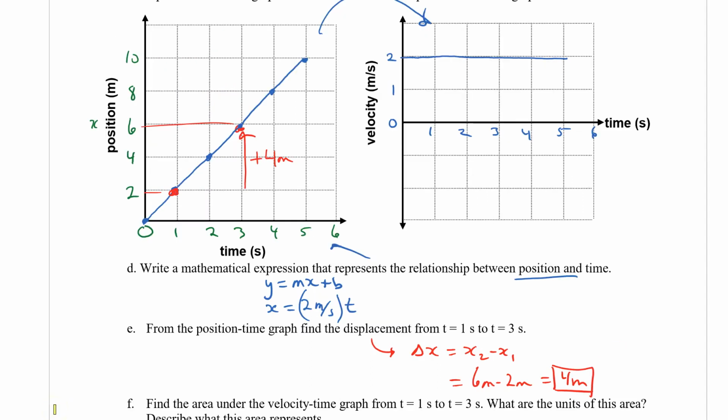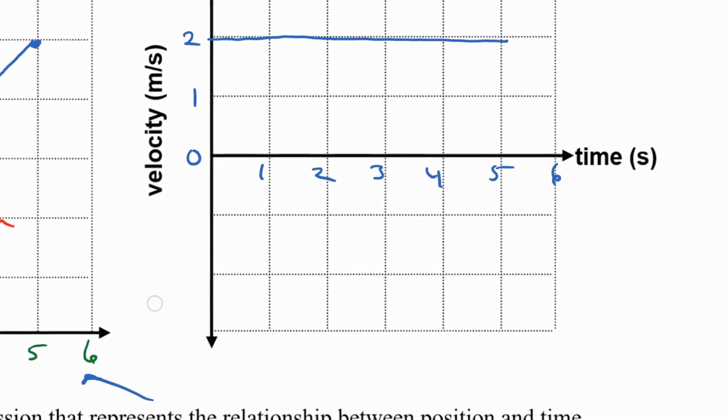Find the area under the VT graph from 1 second to 3 seconds. Okay, so looking over at the VT graph, the area from 1 second to 3 seconds, I guess it would kind of be this shape right here. So looking at that, how do you find the area? Well, it's the two dimensions. So this side here would be 2 meters per second, and this side here, well, it's not the 1 or the 3, it's the change in the time. So in other words, it's going to be 3 minus 1, so it's going to be 2 seconds.